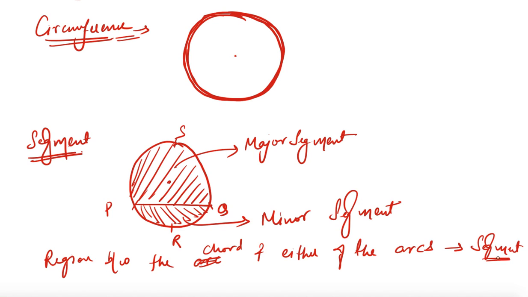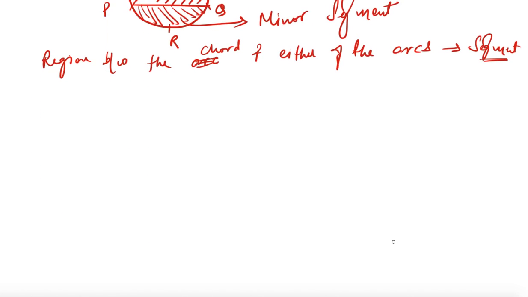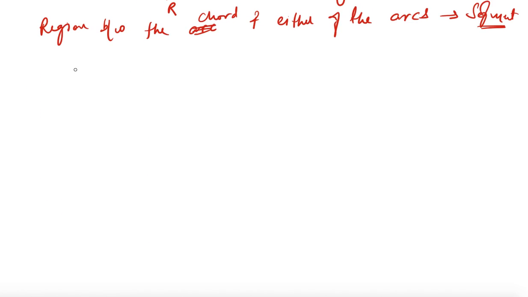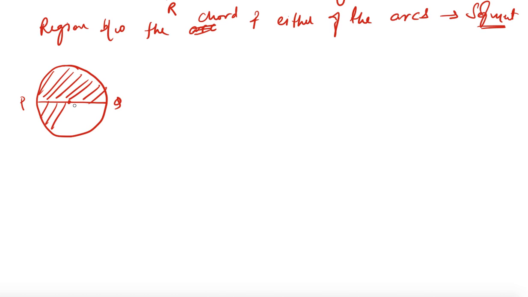Now this segment can be a major segment or a minor segment. Again, suppose PQ was the diameter, then in that case you will get two equal segments. If this was the diameter, this is my center, this is PQ, in this case, this segment will have equal area to this segment. So now I think the definition of segment is clear.